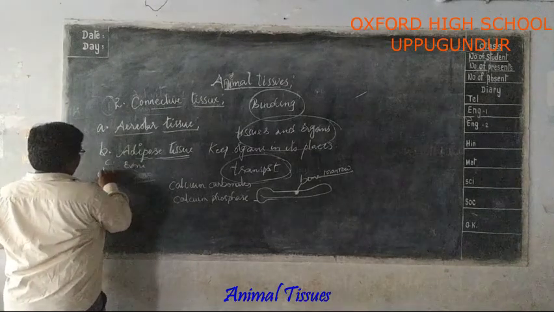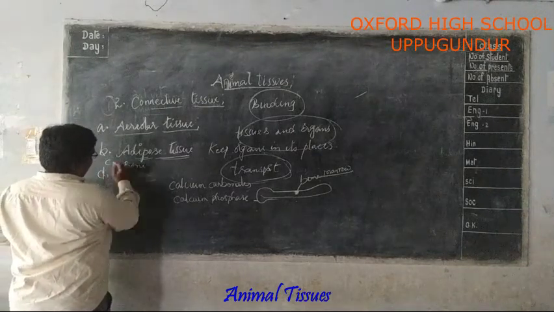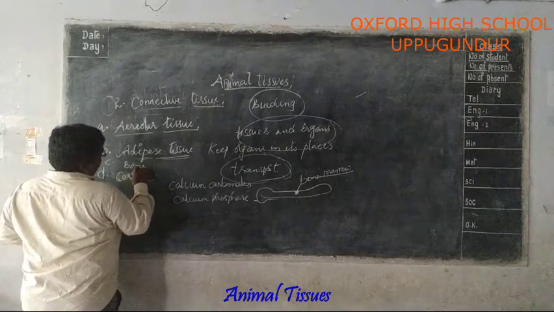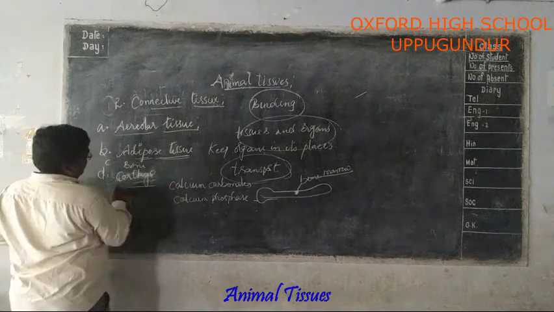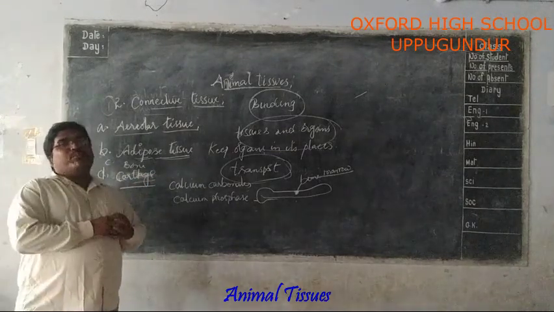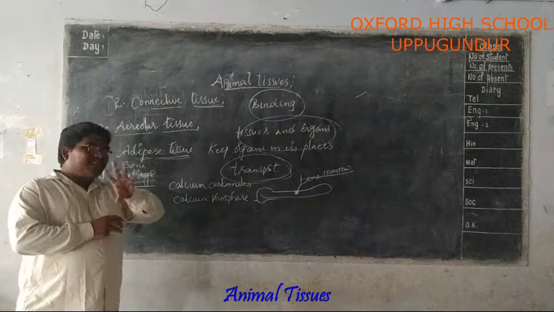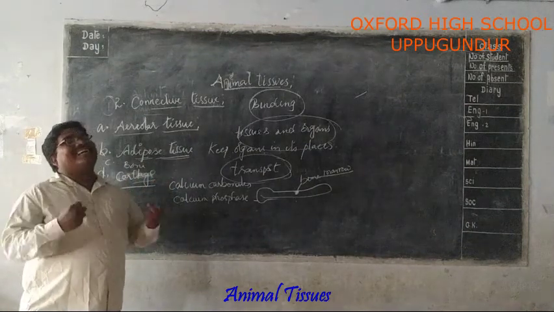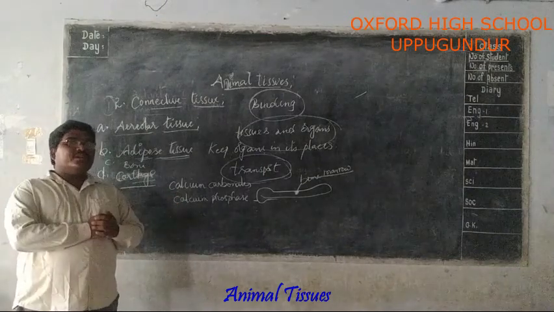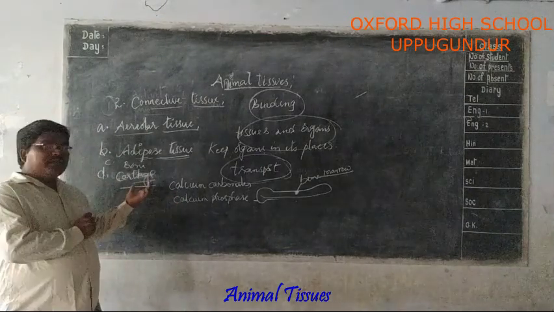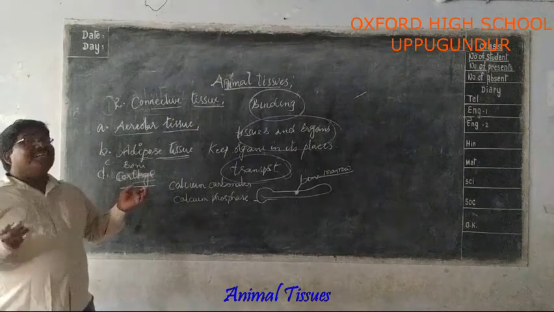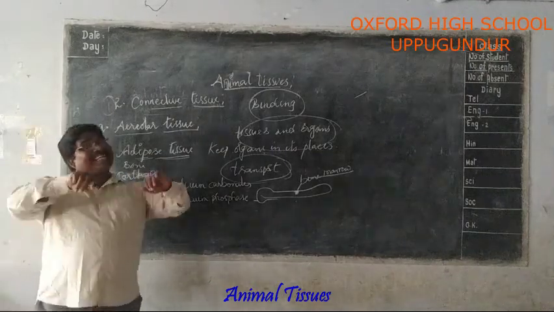So first, cartilage. Cartilage is a type of connective bone. It is a bone but not as hard as the remaining bones. It is a smooth bone. Do you know cartilage? It is a type of connective bone but it is a smooth bone, not as hard as the remaining bones.